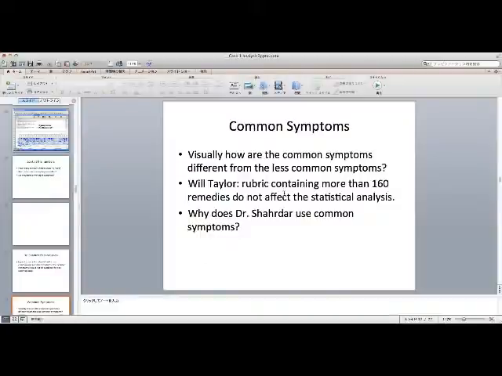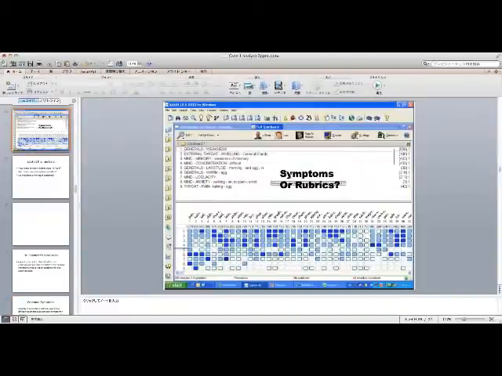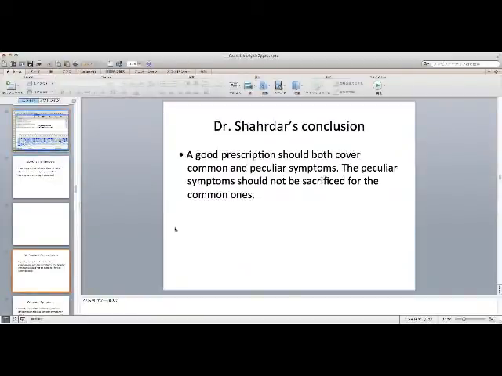So visually, where are the common symptoms? Okay. And how are they different from the less common symptoms? Will Taylor, I think he said 160 remedies should be contained in a rubric that's going to make a statistical difference. It wasn't 260, was it? Now I'm suddenly worrying. Okay, anyway, these common symptoms here are way above 260 or 160. Okay.